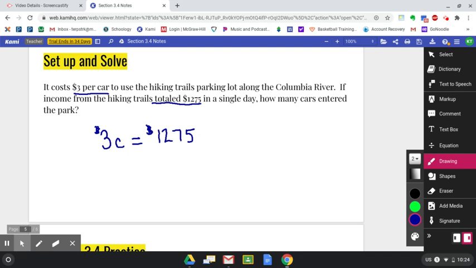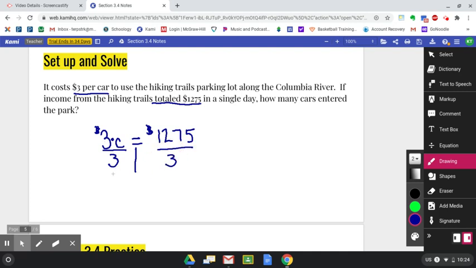So I mean, I could guess. I could say, all right, well, if they had 100 cars, how much would I make, right? Well, that'd be $300. Right? That's not quite 1,200, right? So you could keep guessing. Or you can say that this is 3 times the number of cars. So if I wanted to inverse this multiplication problem, I would divide both sides by 3.